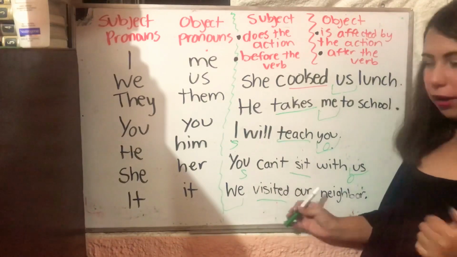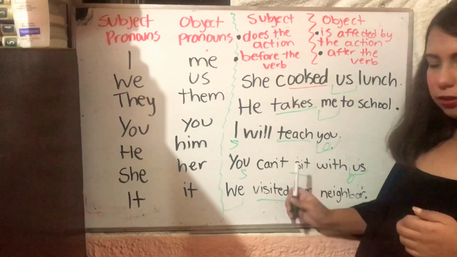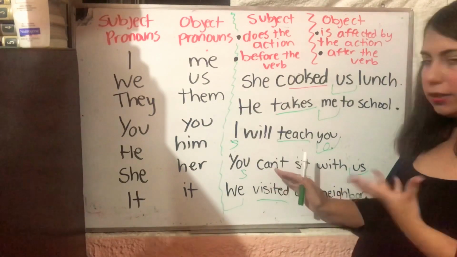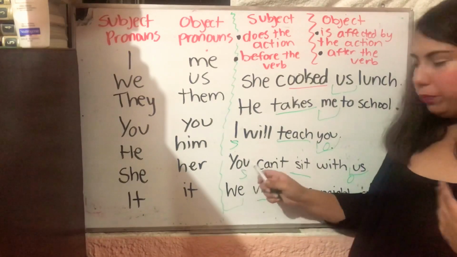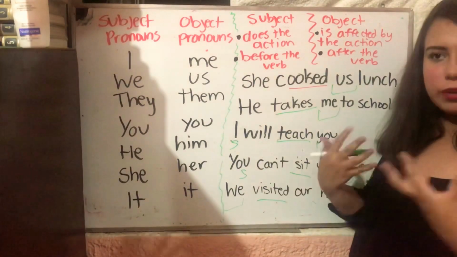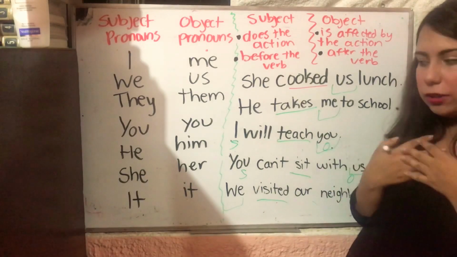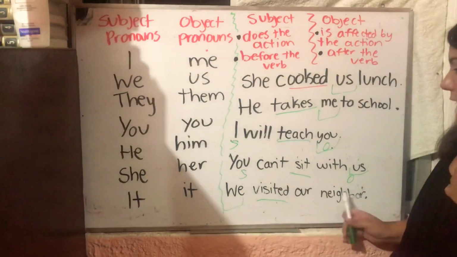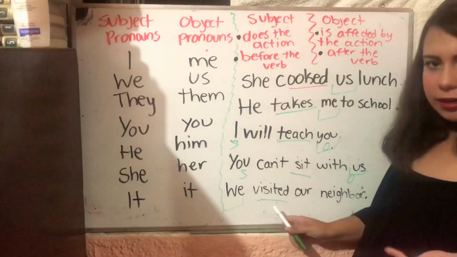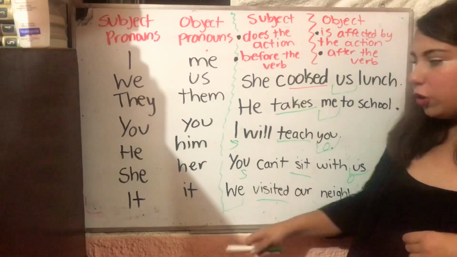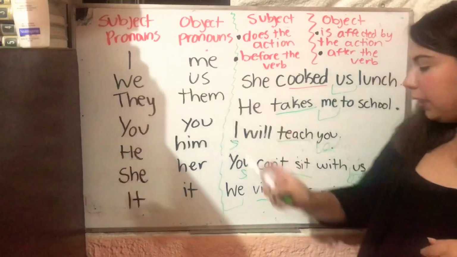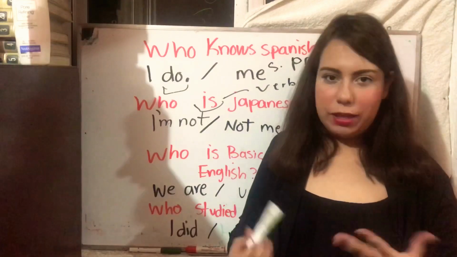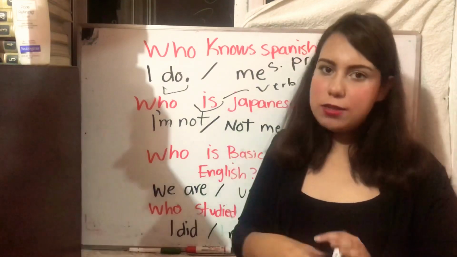You can't sit with us. Ok, el verbo es sit. Tú no puedes sentarte con nosotros. ¿Quién no va a hacer la acción porque es negativo y no se puede? You, tú. ¿Con quién no se puede sentar? Con nosotros. Nosotros estamos siendo afectados. Entonces eso es us y no we. Ok, we visited our neighbor. El verbo es visited, visitó. ¿Quién visitó? We, nosotros. Entonces uso el subject pronoun we y our neighbor, nuestro vecino, es el objeto de la oración.